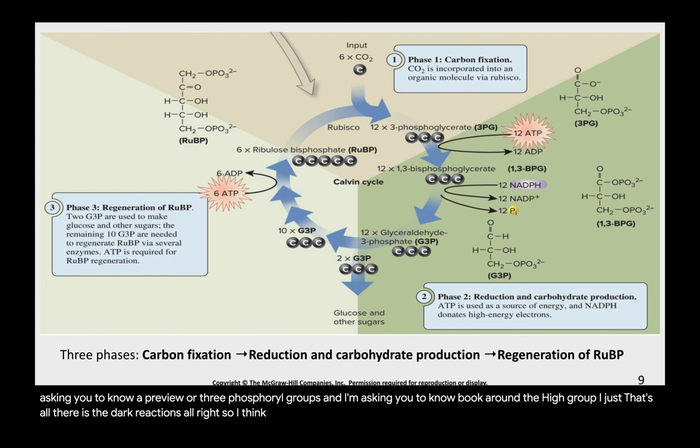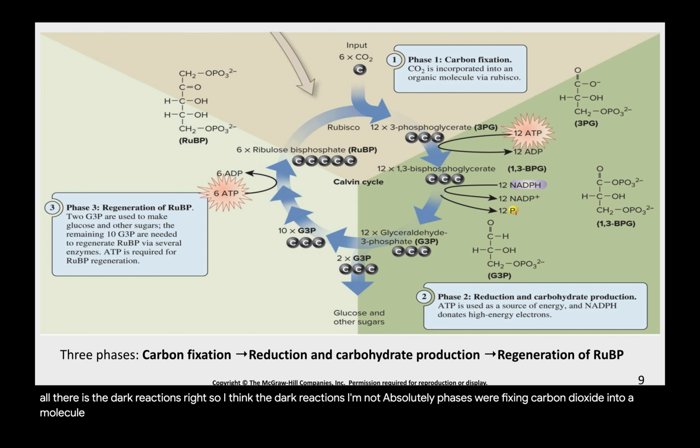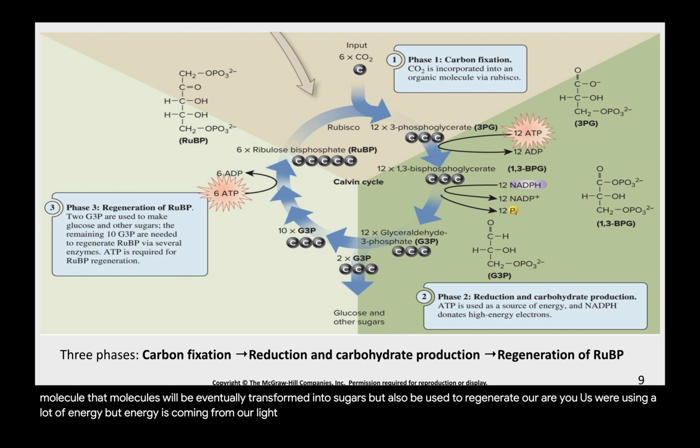So I think the dark reactions are much less complicated to understand than the light reactions. We have these 3 phases. We're fixing carbon dioxide into a molecule. That molecule will be eventually transformed into sugars, but also be used to regenerate our RuBP molecule. But in the process, we're using a lot of energy. And that energy is coming from our light reactions.